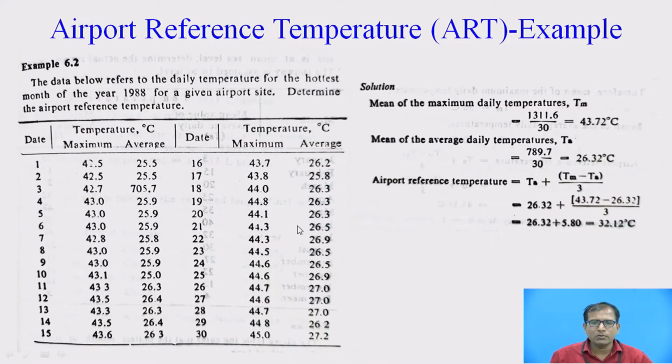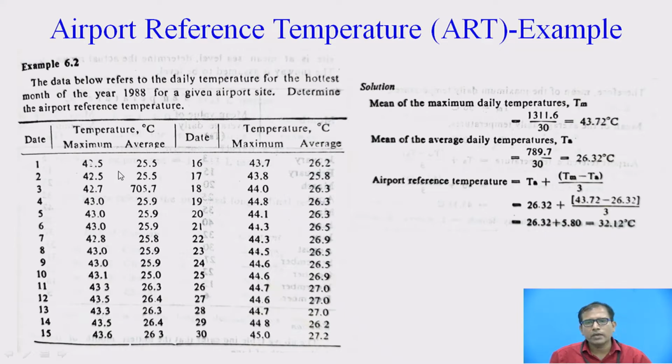Let us take an example to understand how to calculate the airport reference temperature. One month of data is given out of the 12 months. That one month is observed as the hottest month, and the data for that hottest month is given here. From 1 to 30, they have given the maximum temperature of all the days and the average temperature of all the days.